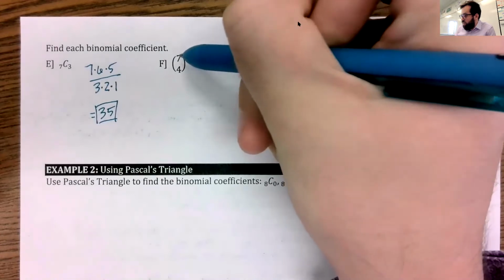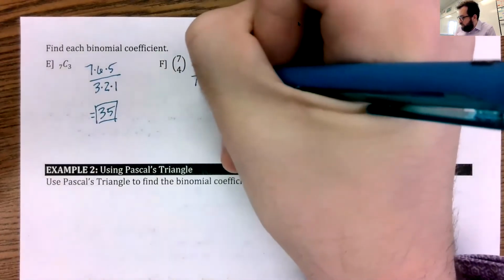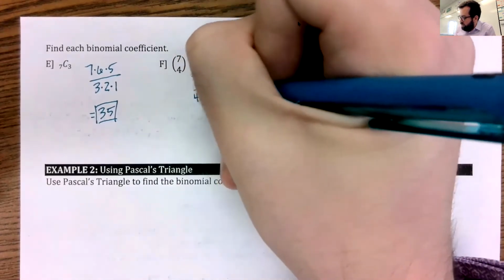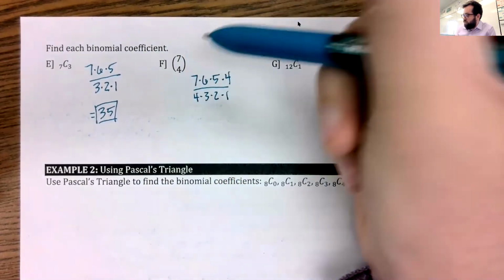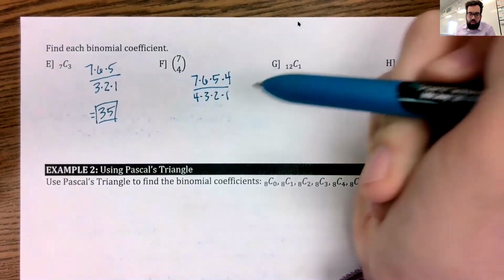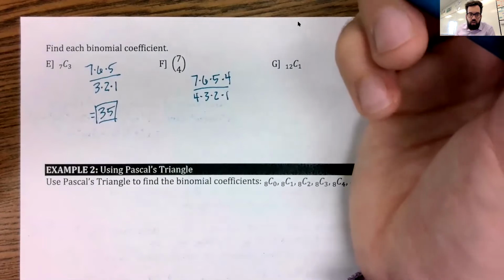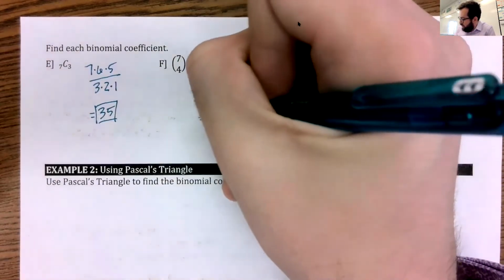So if we do 7 choose 4, it's going to be 7 times 6 times 5 times 4 over 4 times 3 times 2 times 1. So the first 4 numbers and the last 4 numbers, there's a little bit of overlap this time. So the 4s cancel. We get the same exact fraction that we did over in letter E. We're going to get 35 again.